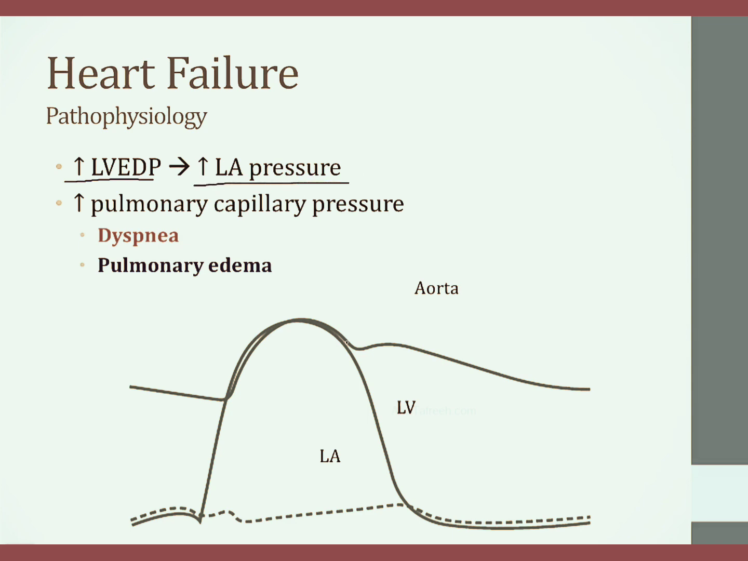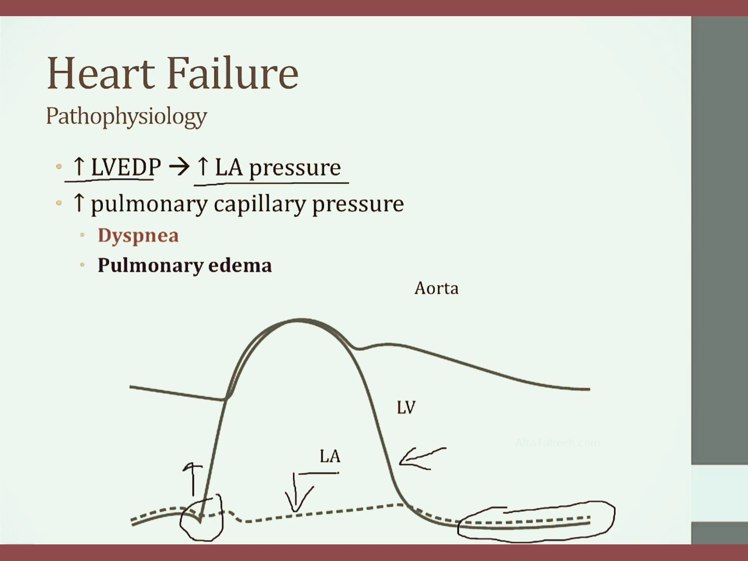Shown at the bottom of the screen is Wigger's diagram, which I talk about in another video. The dotted line here is the left atrial pressure, the solid line here is the left ventricular pressure, and those two pressures go together, and when the mitral valve closes right here, that's the left ventricular end diastolic pressure. So if that begins to rise, that will push up the left atrial pressure in turn.